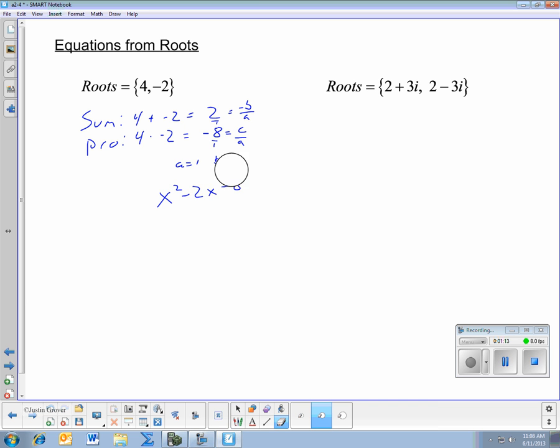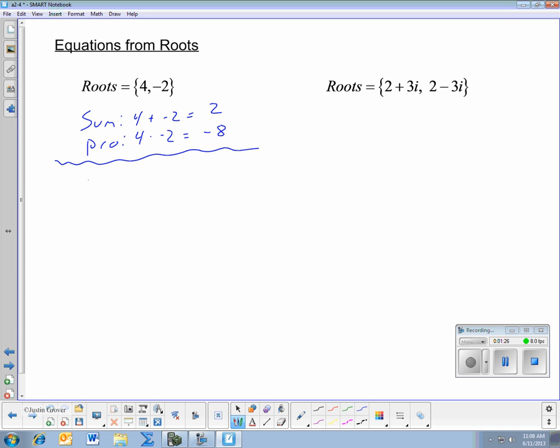But the other way of doing it I actually think is a little bit better. You could use this concept of c over a, but let me do it another way. My sum is 2 and my product is negative 8. And a really easy formula to remember here is that all quadratics go x squared minus the sum of the roots x plus the product of the roots equals 0.